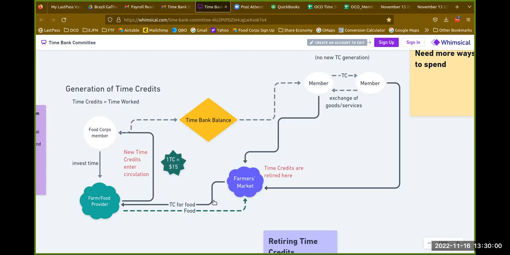Okay, yeah, sure, all right. But until you claim it, it's volunteering. Yes, exactly. So that's a condition of our time bank system.